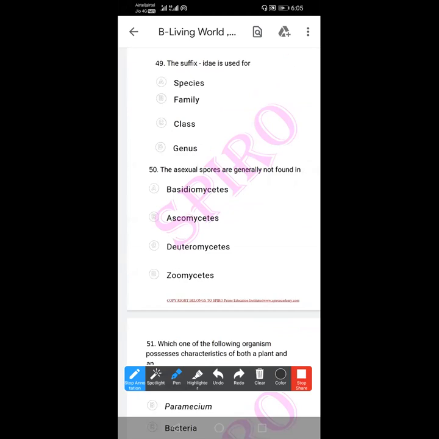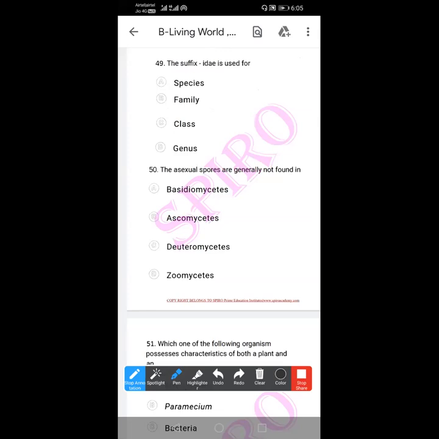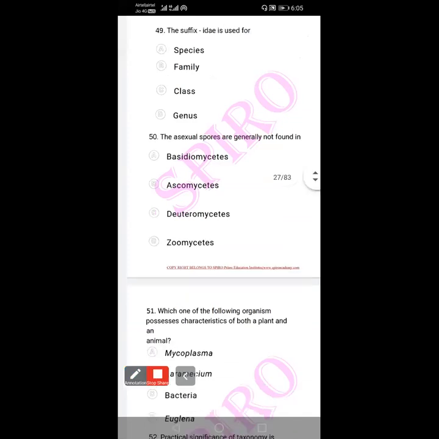And question number 49, the suffix, it should be OID. Okay, I think so there is an error over here. It is OID. It is nothing but the suffix of subfamily. So it should be subfamily here. Okay. It should be subfamily, because the family usually ends with AC. Okay. So it should be OID. So proceeding to the next question, dear students.